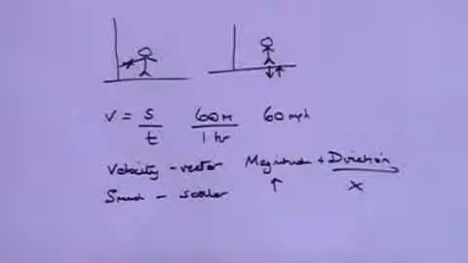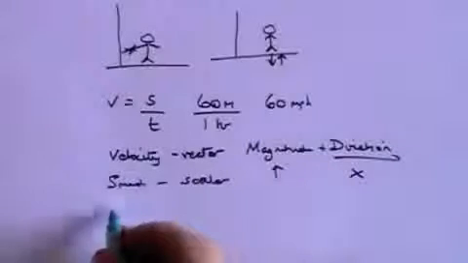So you can have a speed of 30 miles an hour. We have no idea which direction you're going in, but if you have a vector, then we know both the magnitude, 30 miles an hour, and the direction, north. We're also going to define acceleration.